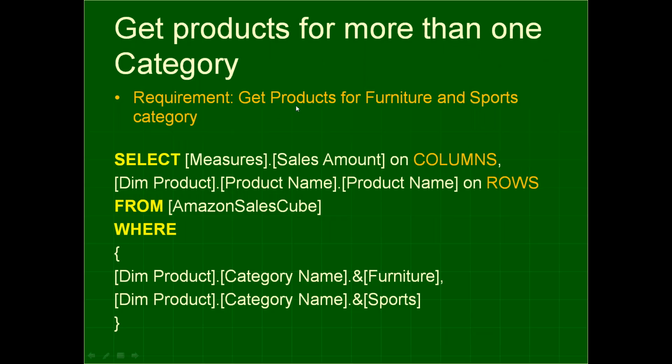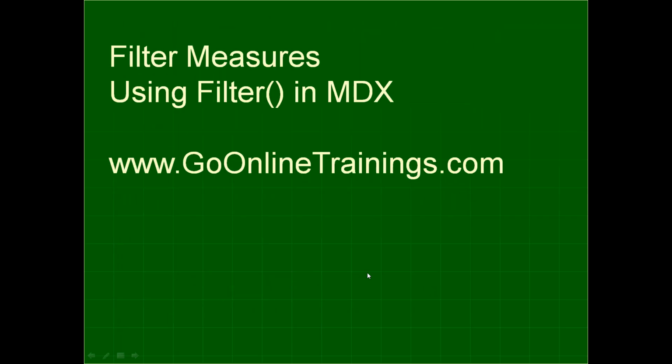Now, get the products for more than one category. Requirements: sports category and furniture category. So I can include a lot of other categories. Clear? Now I'm going to be applying the filter function. Even though we have a where clause, without a where clause also we are able to understand or implement filtering. But why filtering is needed, let us understand filtering the measures with the help of a filter function. Let me tell you.